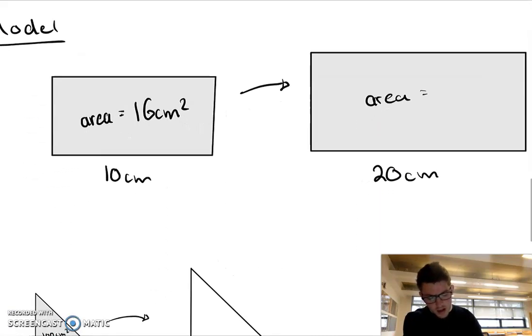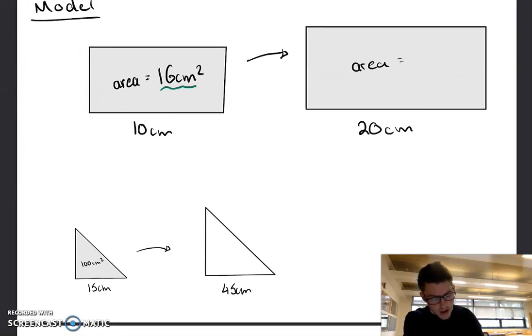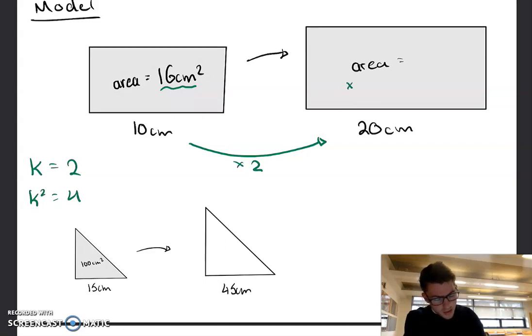And then another model. So I'm telling you the area here. I've already told you that it's 16 centimeters squared. Well, I can see 10 times what? Well, our k value, what's the multiplier? Equals 2. So k squared equals 4. So this area has to be 4 times as big as 16 centimeters squared. So therefore it's 64 centimeters squared.